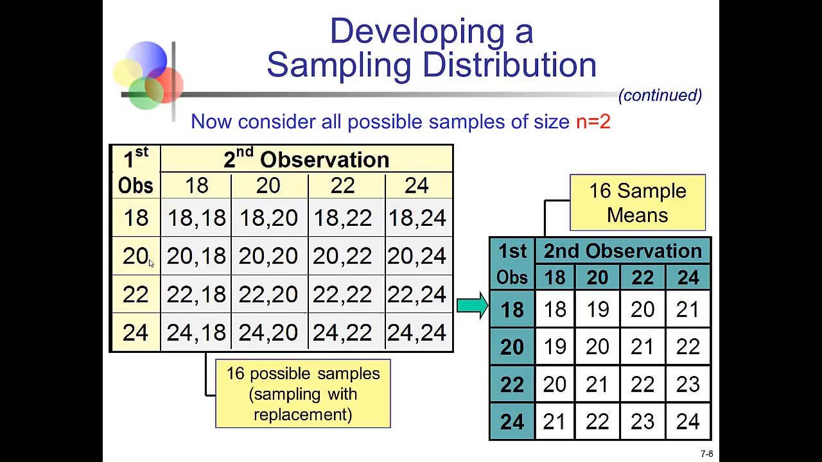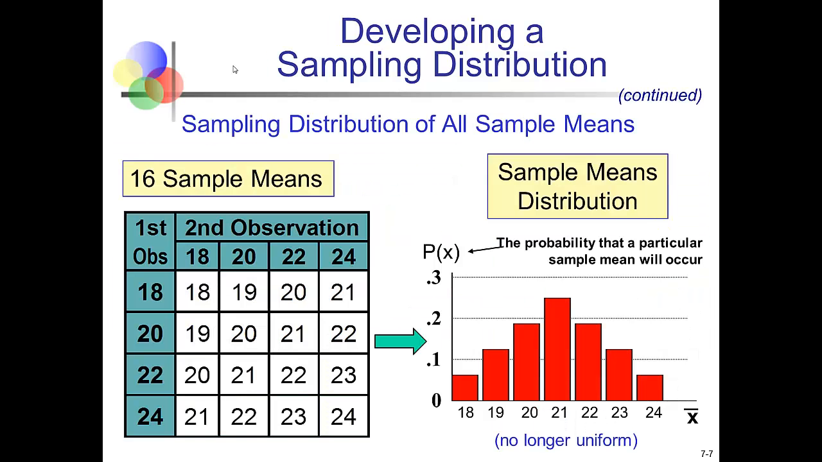To move from the yellow table here on the left to the teal table here on the right, we've simply calculated the average value, the statistic, for each possible sample. So if we average 18 and 18, we get 18. If we average 18 and 20, we get 19, 18 and 22, we get 20, and so on. So you see all of the possible sample averages that could exist given our samples of size 2. To turn that into the sampling distribution, we simply convert the information in the teal table into a graph.